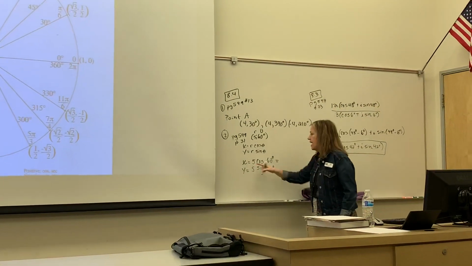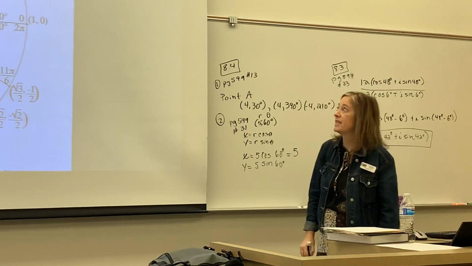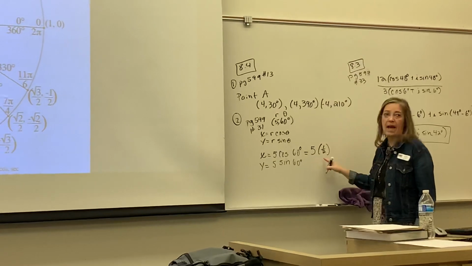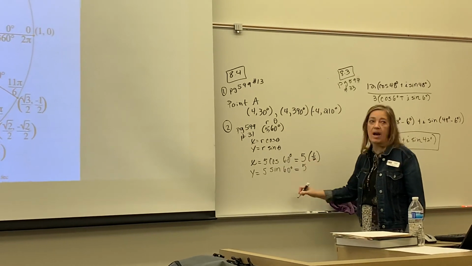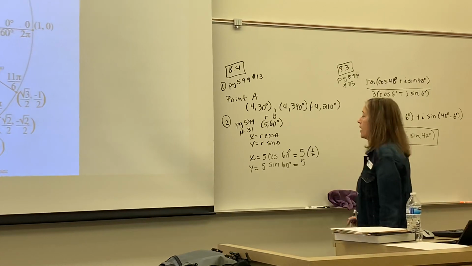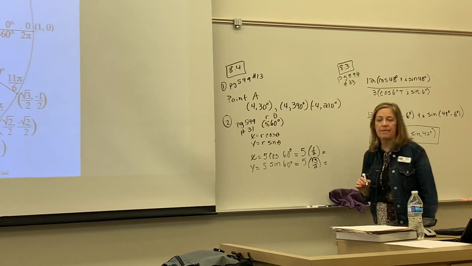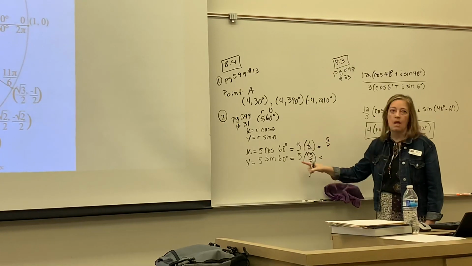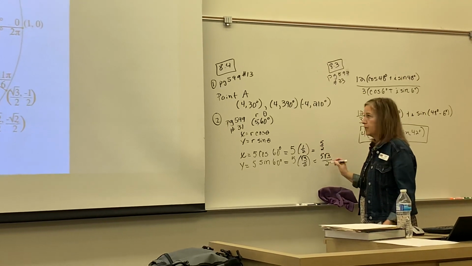So for this one, for x, we're going to have 5, and instead of cosine of 60, the cosine of 60 is going to be 1/2. So I'm going to substitute in 1/2 for the cosine of 60. And then for this one right here, we're going to have 5, and then the sine of 60. So the sine is going to be the second one, which is the square root of 3/2. Okay, simplifying these. So 5 times 1/2 is 5/2. And 5 times the square root of 3/2 is 5 square roots of 3/2.